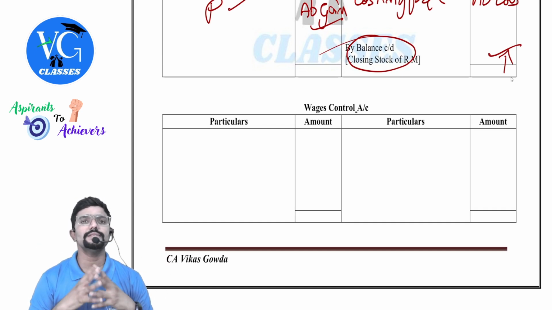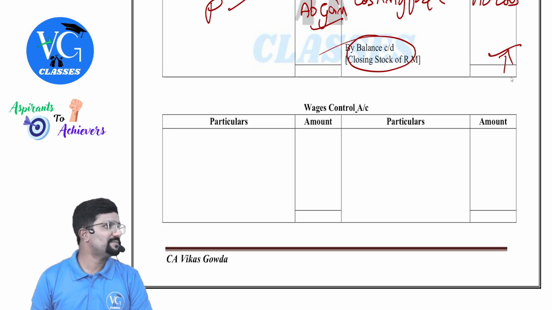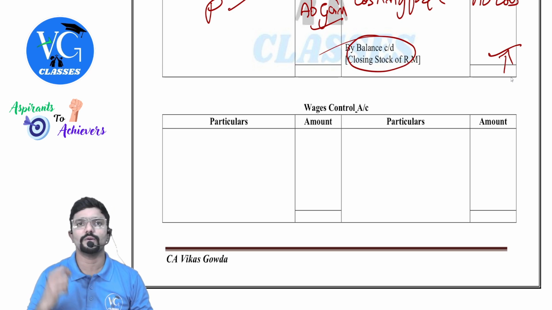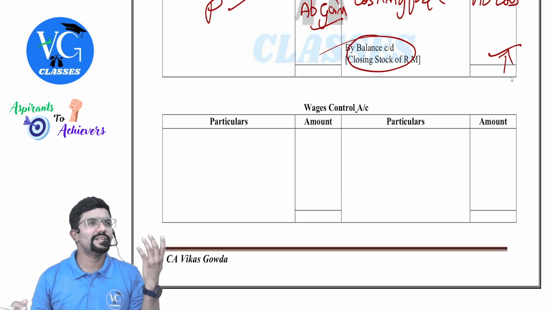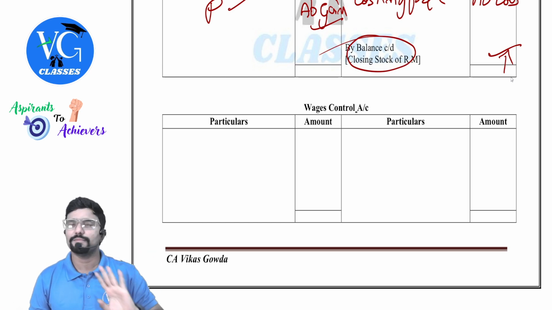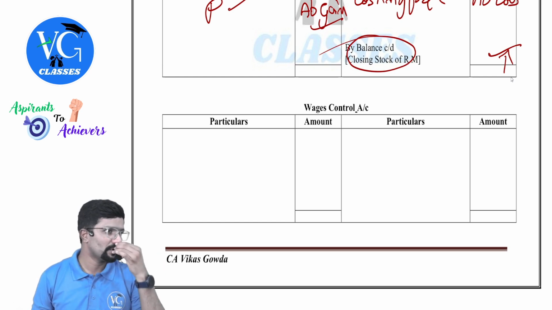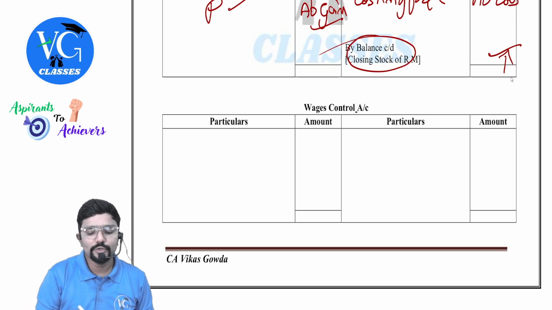Second, wages control account. It is nothing but the wage expense account, guys. Will it have any opening balance? No, no, no. It is not an asset. It is an expense. Sir, if at all there is any outstanding, it may have an opening balance, but nothing like that will be asked here. Don't worry.